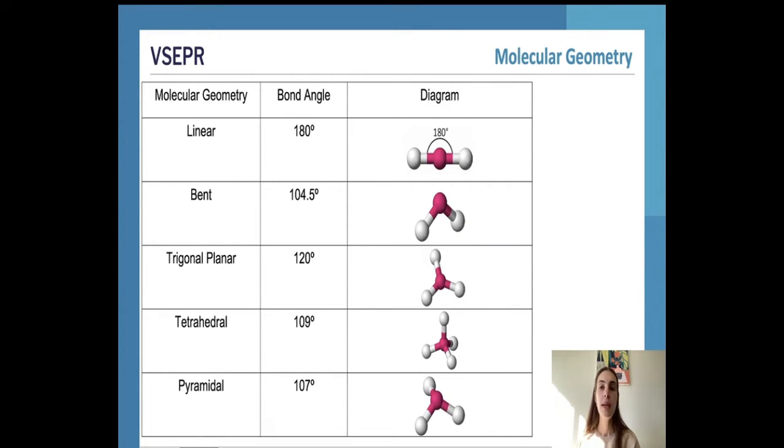So these are our molecular geometry types. And so these are all of our bond angles and the molecular geometry names, and then a little diagram to represent what they will look like. So we can see our first one here is a linear molecule. So linear molecular geometry has a 180 degrees bond angle.